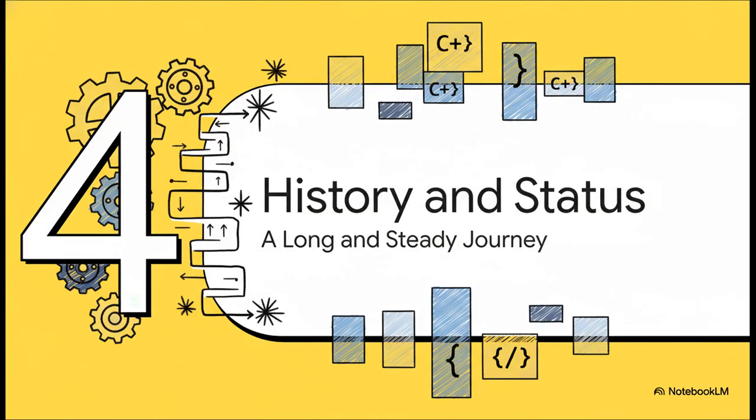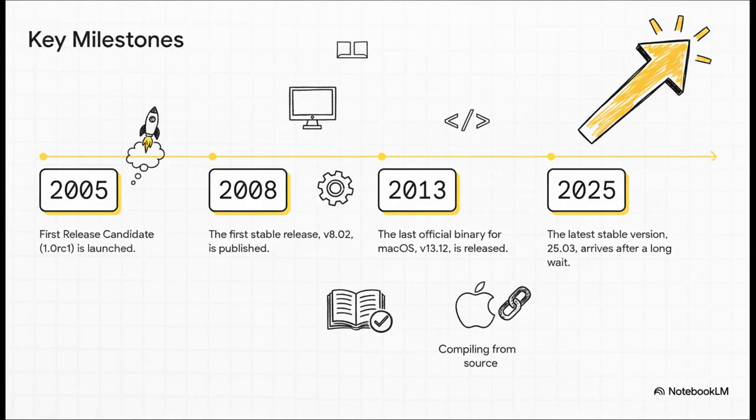All right, so we know how it works, but where did it come from? Well, Code::Blocks isn't some brand new app. This thing has been around the block, and its history tells a really interesting story about its stability. So get this, the journey starts all the way back in 2005. The first really stable version came out in 2008.